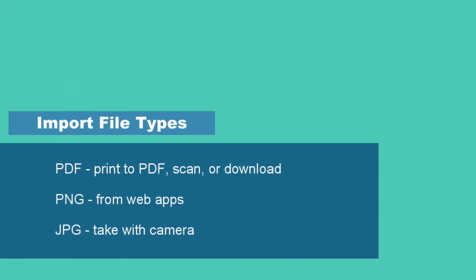PDF images, which can be made by printing to PDF, scanning, or downloading as a PDF from the web. PNG images, commonly created by web applications. And JPG image files, which can be downloaded or created by taking a picture with a phone or iPad. PDF files are always sized as standard paper images. JPG and PNG images can be many different sizes.